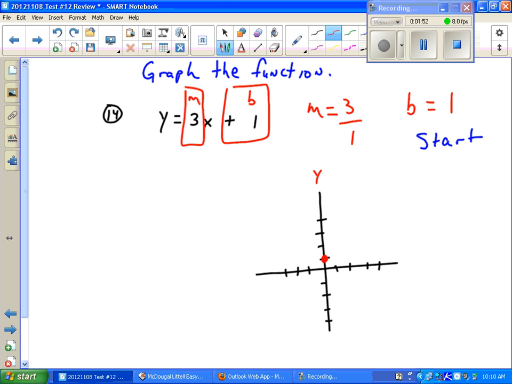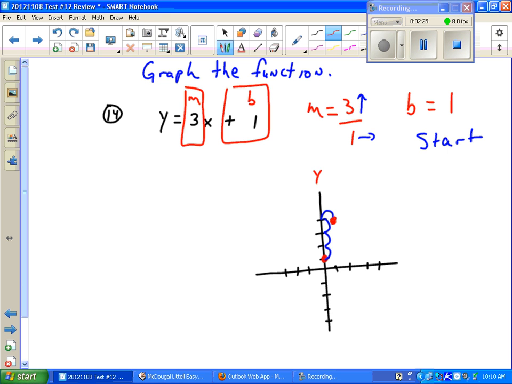Your slope tells you where to go from that first point. We have a positive 3. We're going either up or down based on whether that number is positive or negative. So from the point we just made, it tells us to go up 3 more. So we're going to go up 1, 2, 3. And then our bottom number tells us to go left or right. If it's negative, you go left. If it's positive, you go right. We have a positive number, so we're going to the right 1 time. So we just went up 3 times and to the right 1 time. That's where we'll put our second point.